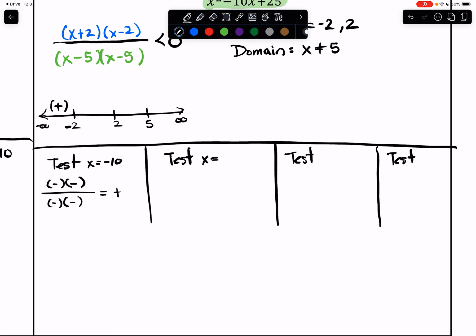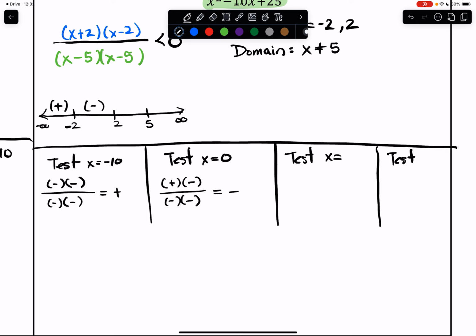Now let's test a number in between negative 2 and positive 2. Well, let's test 0. 0 is in between. Anytime we change from a negative to a positive, 0 is there. So let's test 0. So 0 plus 2 is positive. 0 minus 2 is negative. 0 minus 5 is negative. And again, 0 minus 5 is negative. Since I have an odd number of negatives, one of them is not going to pair up with something, so the entire thing is going to be negative.